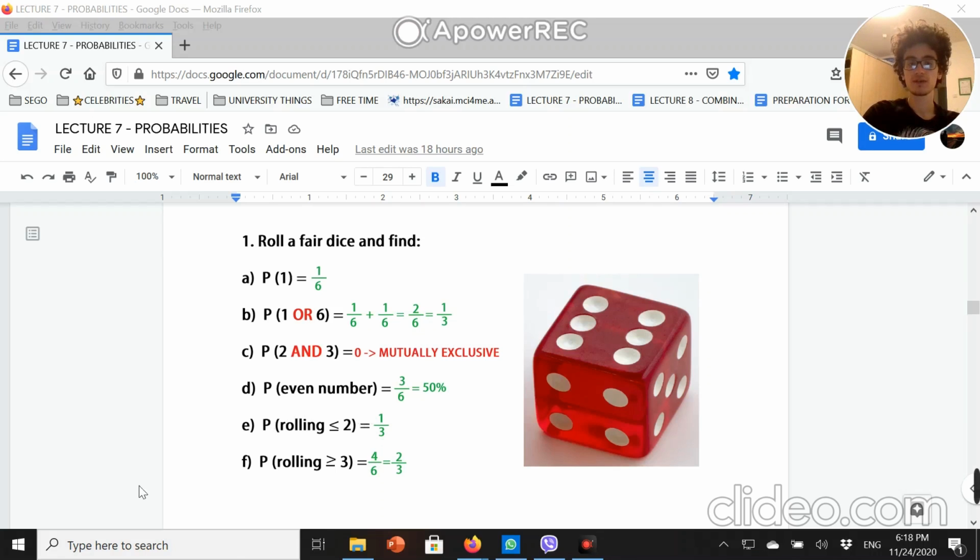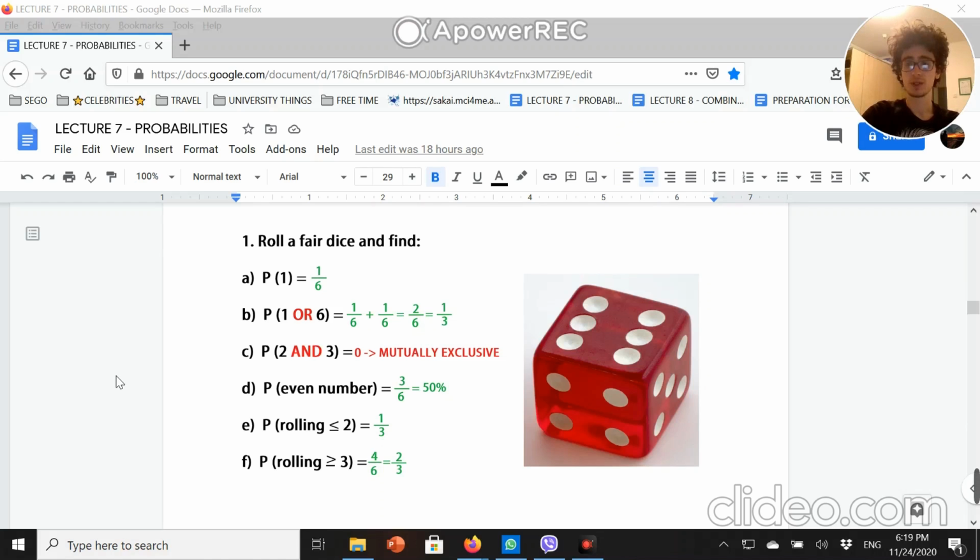What's the probability of getting an even number? So what are even numbers? 2, 4, and 6. So we have 3 even numbers divided by 6, which will be 1/2 or 50%, as we said that we can write them as percentages as well.